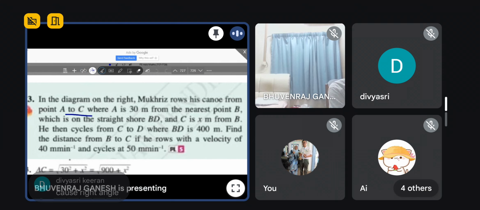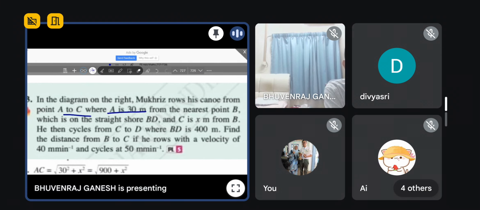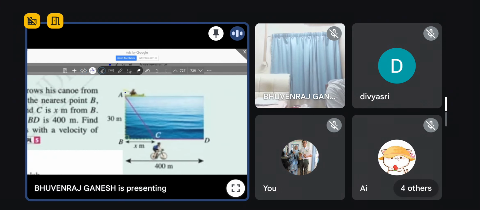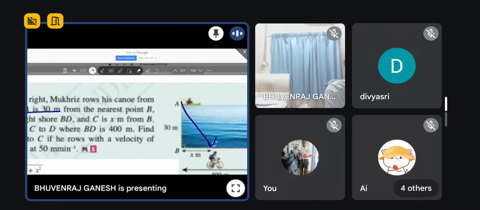Okay, so we read the question. They say he is going from A to C. So you imagine lah, he's going like this, A to C. And then they say A is 30 meters.